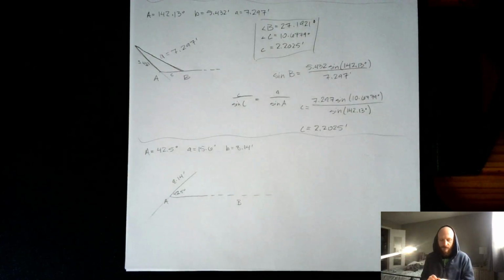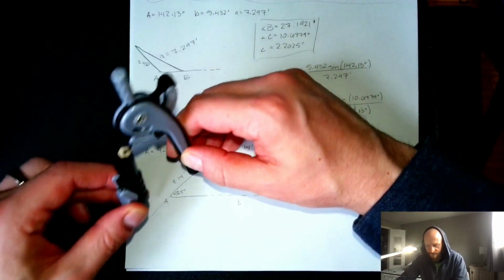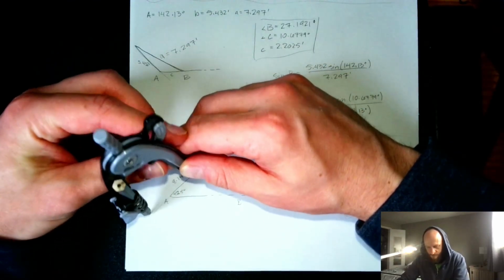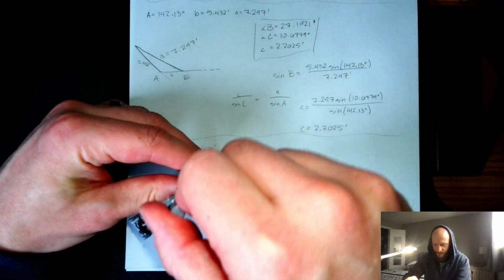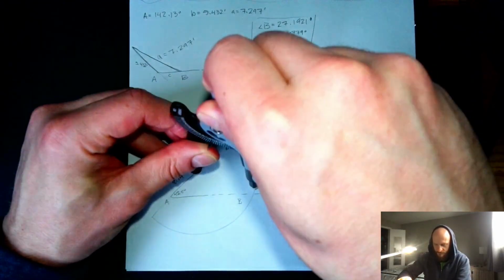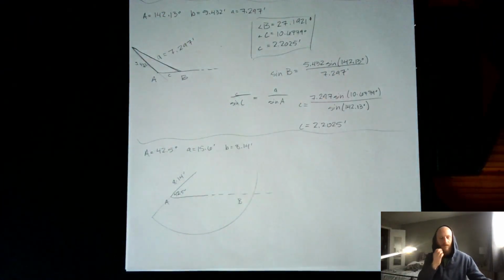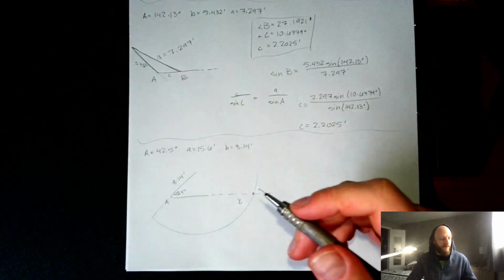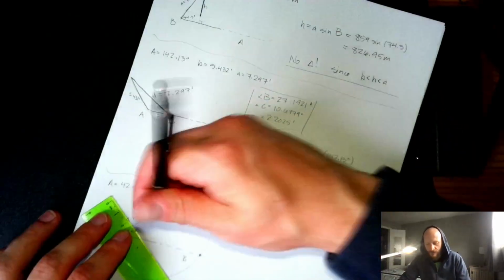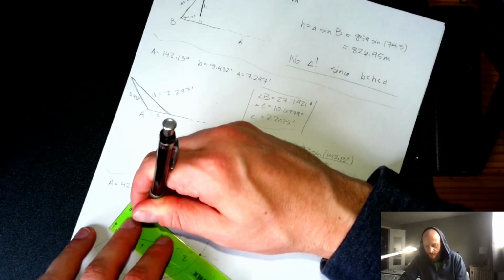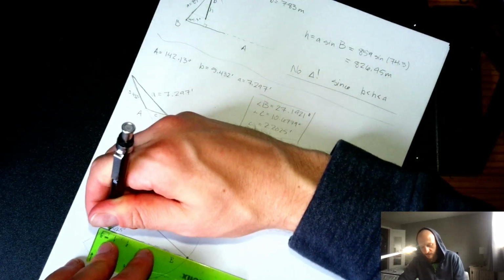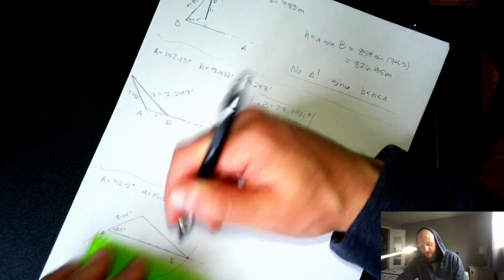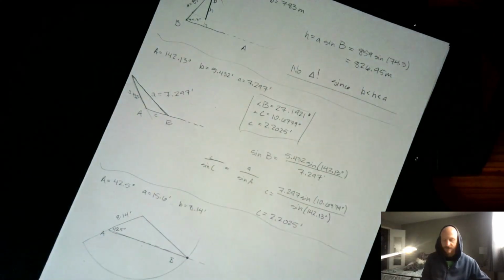Grab my compass again, see what happens here. Show you what happens. Swing that thing around. It only touches once. It only touches the bottom once, right over here. So that's what the triangle will look like. There's only one possible triangle, and this is it. So we can expect side C to be fairly long.